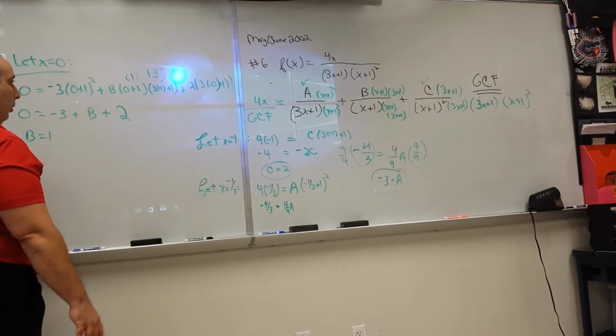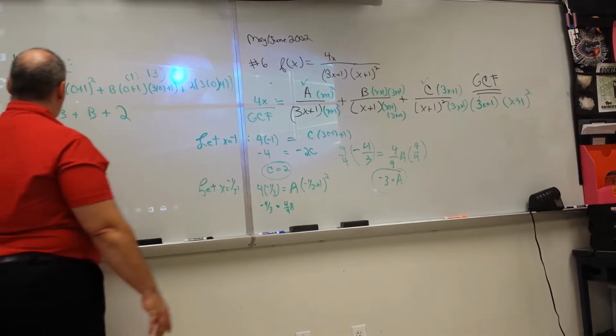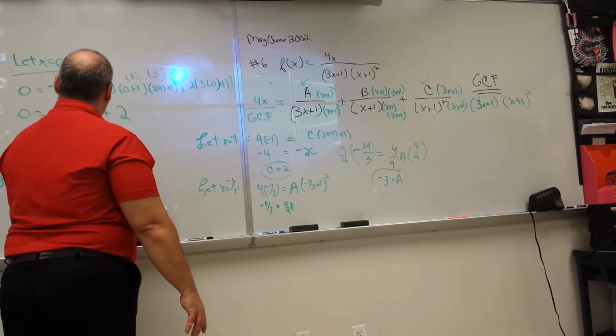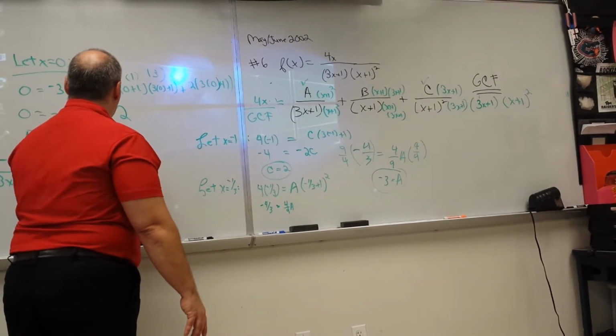Negative 3 over 3x plus 1, plus 1 over x plus 1, plus 2 over x plus 1 quantity squared, plus 1.